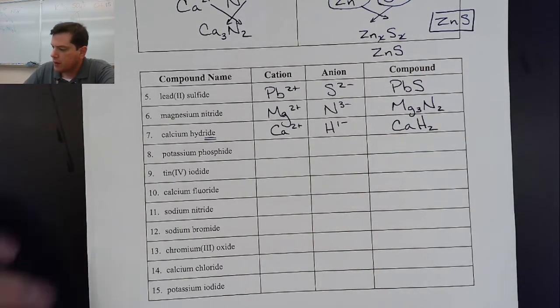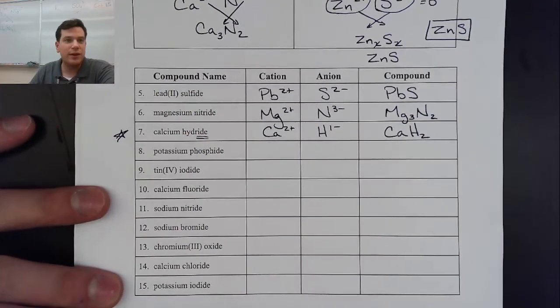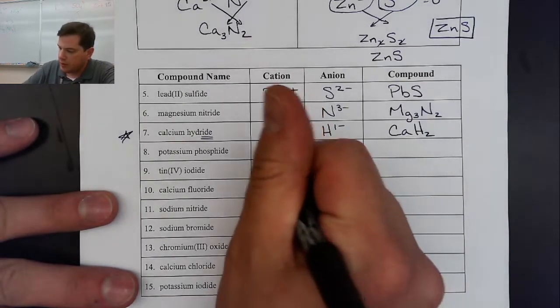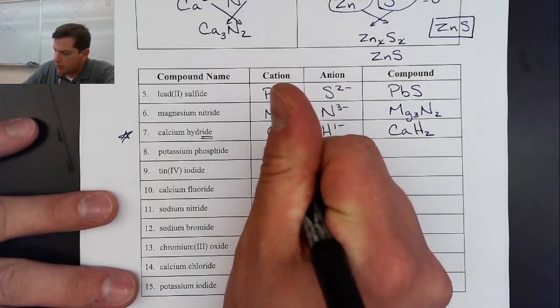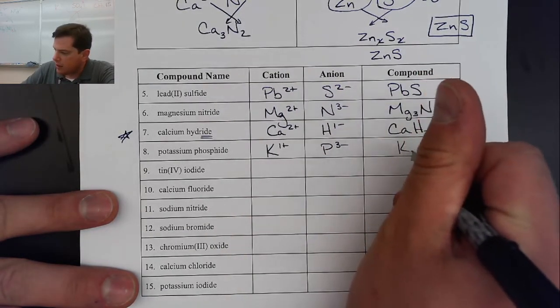Okay? So I'm going to put a star by that. So when you see that one, if you are going through this video, you can come back to that and listen to my little explanation. K, 1+, phosphide is 3-, K3P.